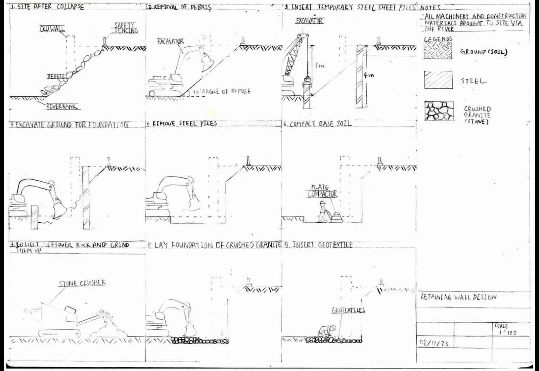Construction sequence part 1, we can see a site after collapse right now. Then we remove debris from the site and we start inserting temporary sheet piles. Here we assume the soil to be near to the riverbed, so it's supposed to be soft enough for steel piling. Then we excavate ground for foundation, and after excavation we remove the steel piles.